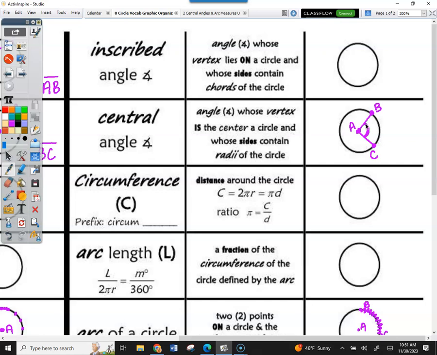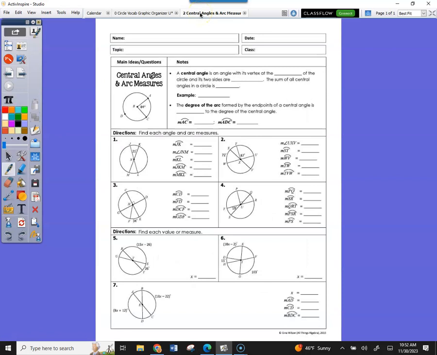Now, notice the angle opens up to form this arc here. Do you see that? Think of it like a flashlight shining. So angle A is opening up to form arc BC, which is important. Now let's move to this sheet. This one right here.